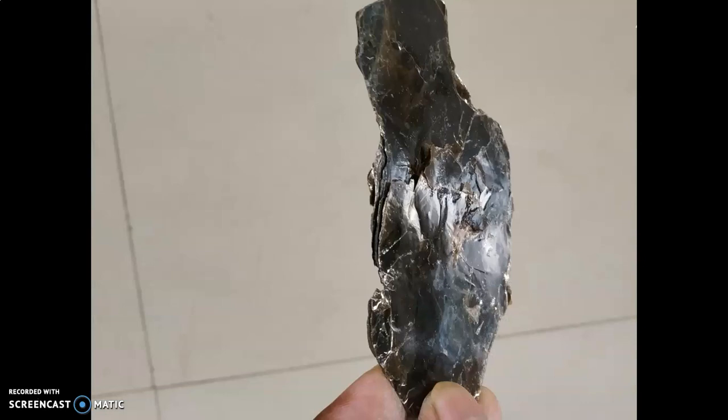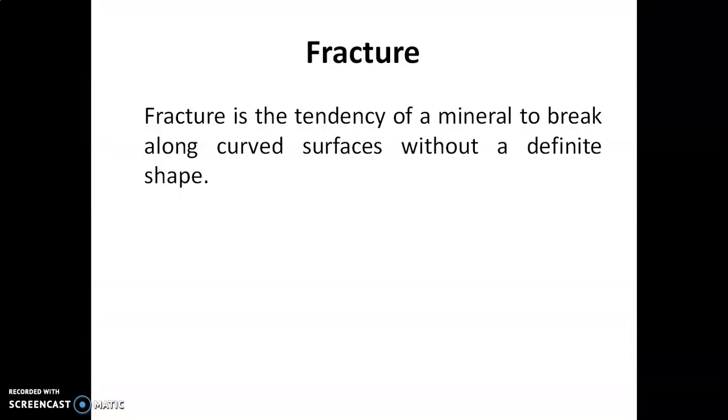This particular mineral also shows the basal cleavage, one direction cleavage. In other directions it shows irregular shape, but in one direction you can cleave the mineral easily. That is called basal cleavage in the case of muscovite and biotite mica.